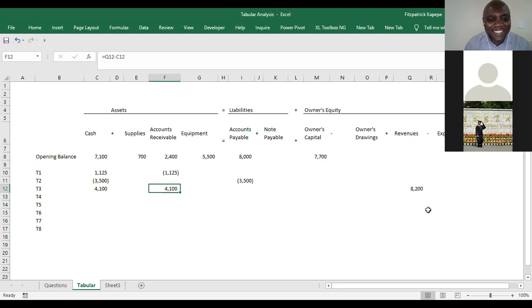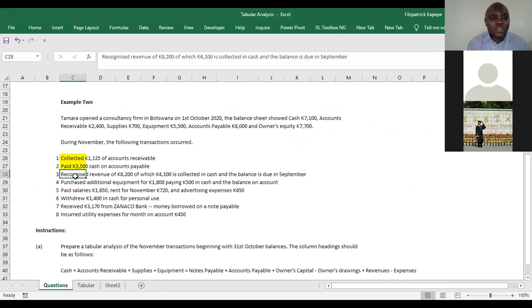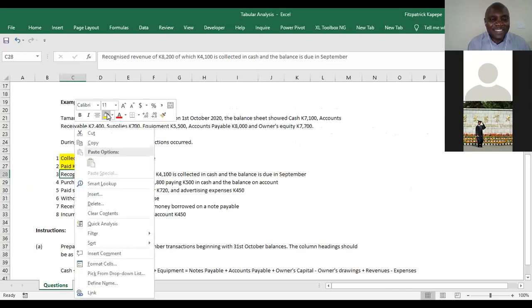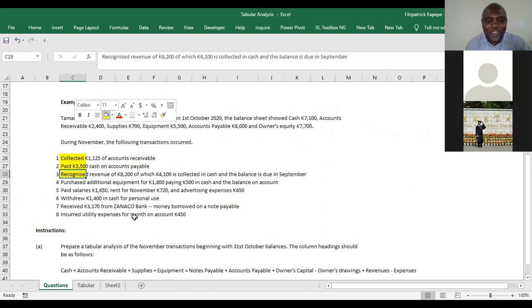So this is what it is. I hope you have understood. Now I'm back from Radio 1. So we now go to transaction number 4. So this one is done, guys. If you are very particular with what we are doing, every transaction is giving you 2 results.